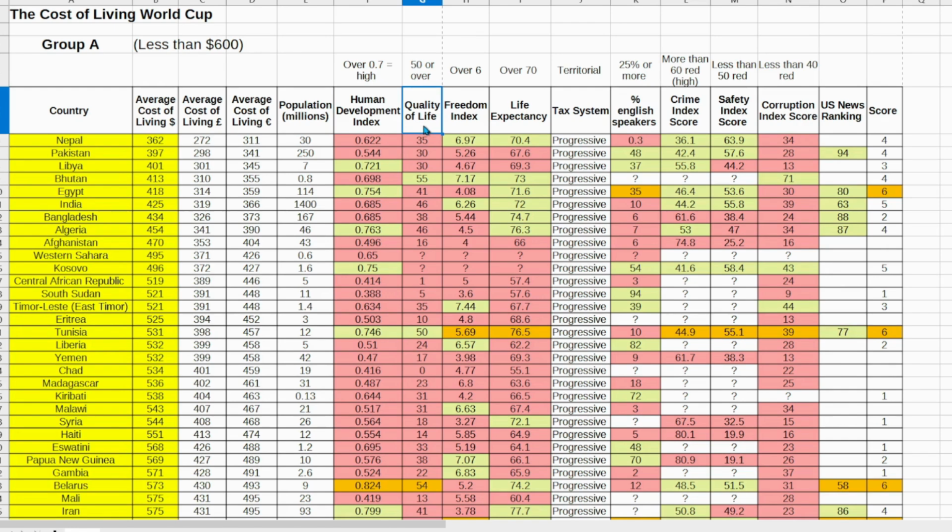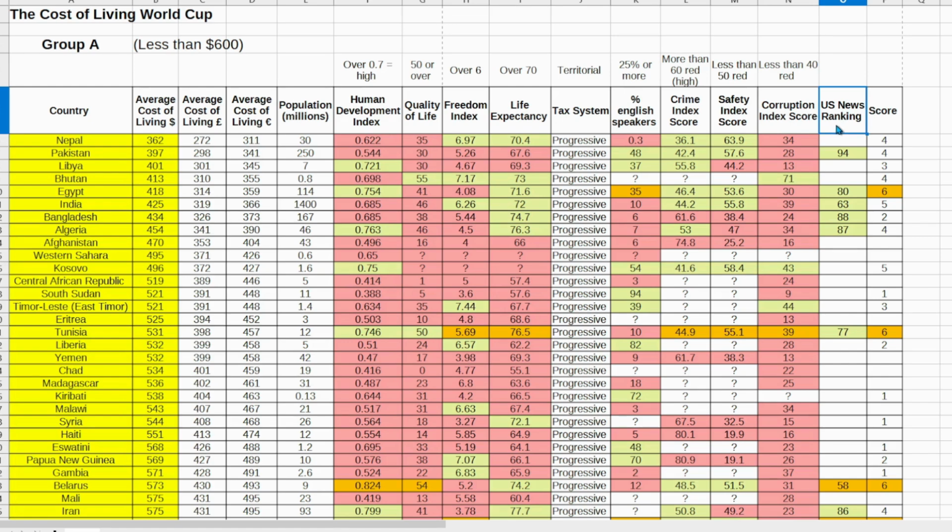And then we have the quality of life score, which is out of 100, with 100 being the best. And we have the Freedom Index score, which is out of 10, with 10 being the best. Then we have the life expectancy in the country, the type of tax system, the percentage of English speakers, and the crime index score, which is out of 100, with 100 being the worst, having more crime. And then we have the safety index score, which is out of 100 again, with 100 being the best, so more safety in the country. And then we have the corruption index score, which is out of 100, with 100 being the best, so the least corruption.